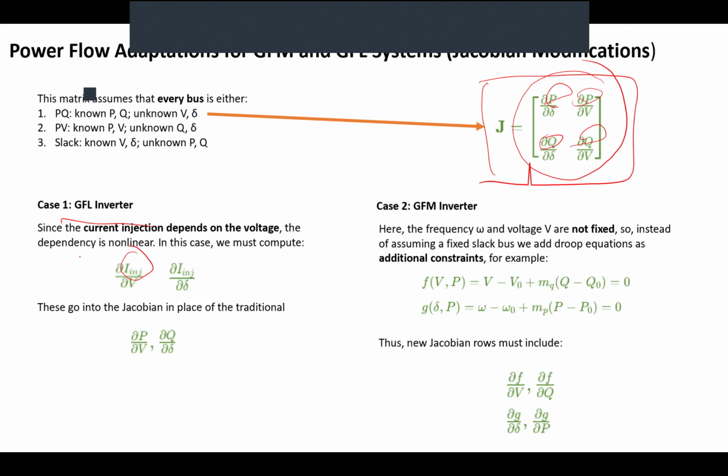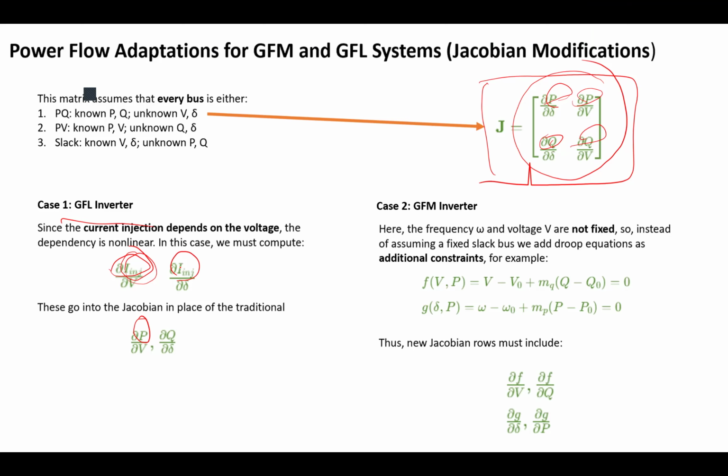But it's not simply a current. Current here is a complex value. P and Q are not complex. So how do we deal with that? We replace P with the real part of the current, and we replace Q with the imaginary part of the current and do the differential. Are we good? It is very simple, but we are going to see. I have an example in the upcoming slides.